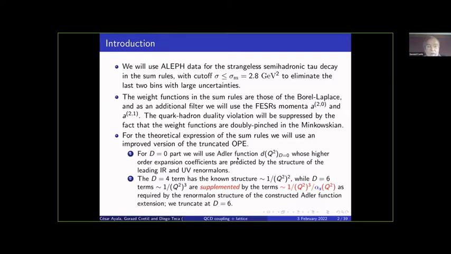For the higher dimension terms in the OPE, for d equal 4, the usual term here, 1 over q to the 4th, but for d equals 6 terms, we will truncate at 6 dimensions. We will use two terms, 1 over q to the 6th and 1 over q to the 6th divided by alpha s, because these two both are suggested by the renormalon structure in order to cancel the renormalon ambiguity.